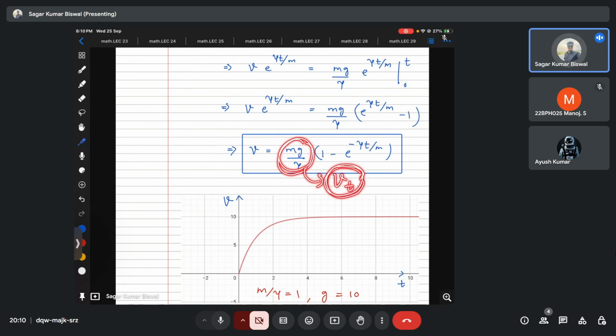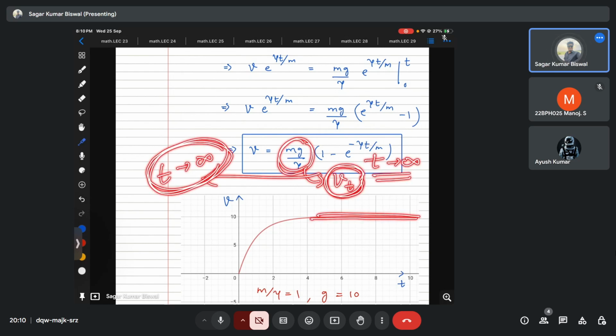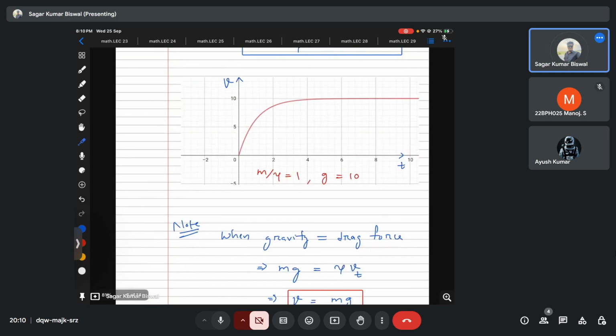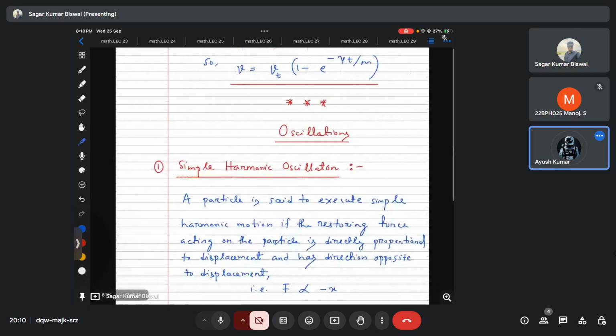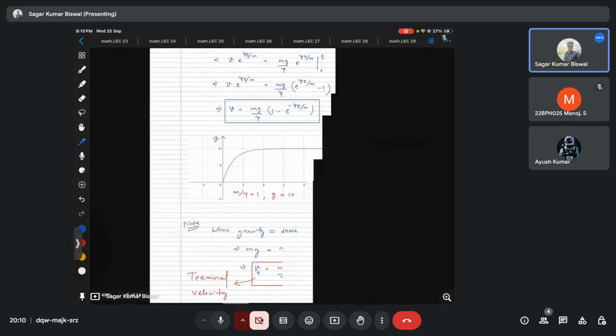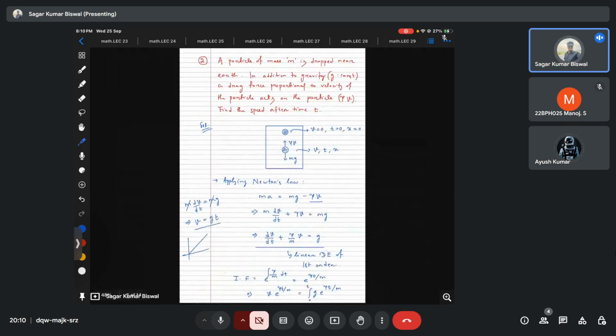This terminal velocity can also be found by taking t equals to infinite. So if you take here t is infinite, then you can also find what is the terminal velocity. So the terminal velocity is the constant velocity that appears when time becomes infinite, or gravity becomes equal to the drag force. This is the velocity of the particle with respect to time, right? So this is the solution to this problem.